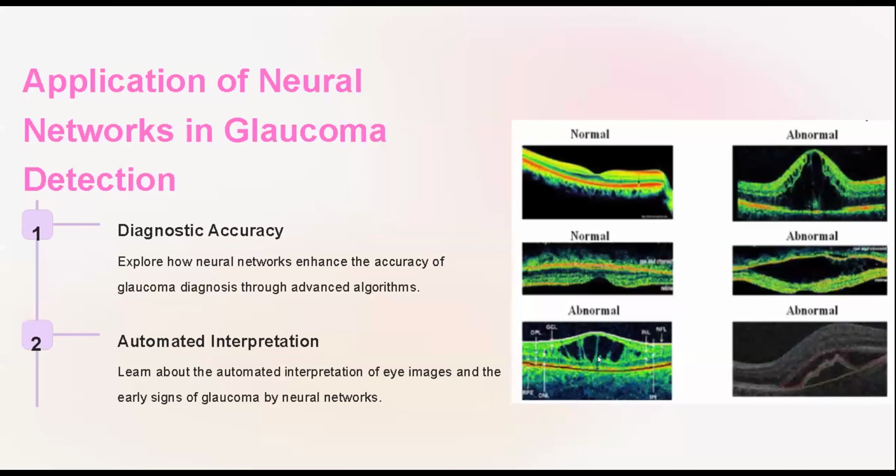Applications of neural networks in glaucoma detection. Neural networks can analyze optic discs. They can also analyze optical coherence tomography or any type of images. They can also predict the chance of glaucoma by looking at patient analyses or clinical data.